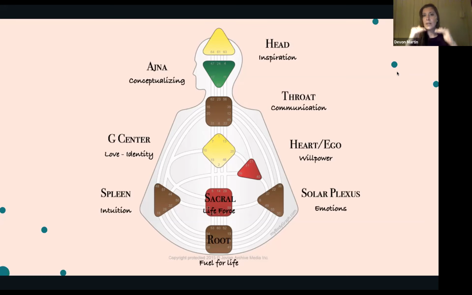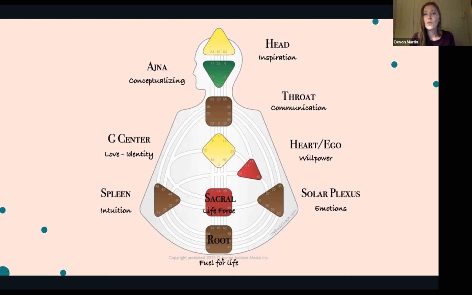So when we're looking at the centers, at the top we have a pressure center, the head. It's our pressure to know what the hell is going on in life and to find inspiration. And at the bottom, we have this root center, which is our fuel and drive for life. So the head is pressuring us to make sense of our life, and the root is giving us fuel for life to push forward, to drive, to evolve.